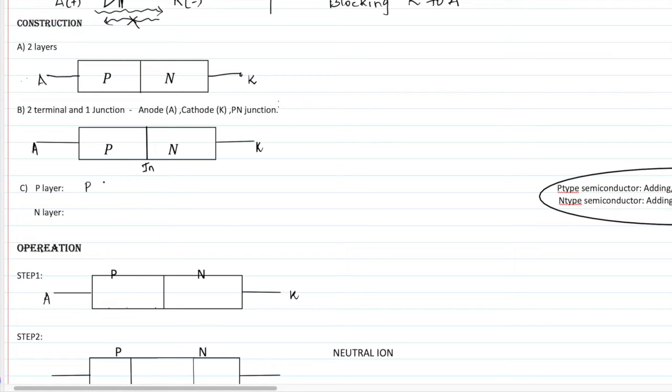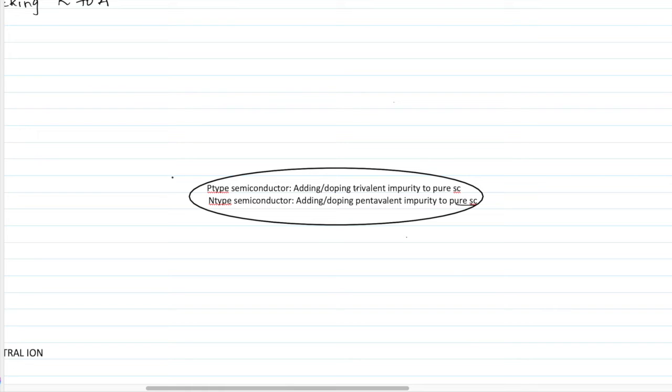P layer is made up of P-type semiconductor and N layer is made up of N-type semiconductor. What is this P-type semiconductor? So here I have mentioned just like notes. P-type semiconductor, how we can obtain it is, you just have to add an impurity to pure semiconductor. Say if it is a trivalent impurity you are adding to pure semiconductor, then you will get a p-type semiconductor. If the impurity is pentavalent impurity, then you will get an n-type semiconductor. So just you have to add an impurity atom to the pure semiconductor.